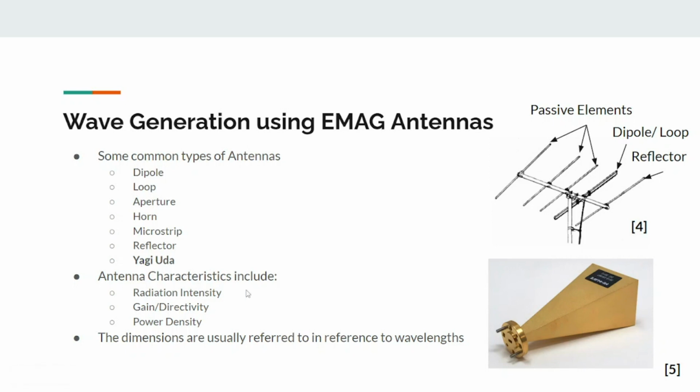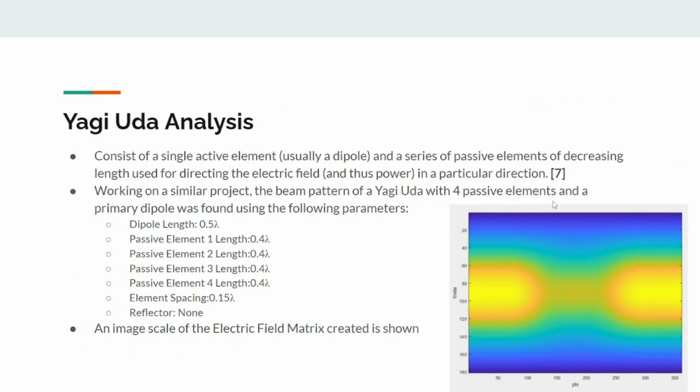Some antenna characteristics: radiation intensity, gain, power density. We've talked about this before in class. The dimensions, I just want to stress this. When I do my analysis, it's all in terms of wavelengths. So let me get into it then. It'll be more concrete there.